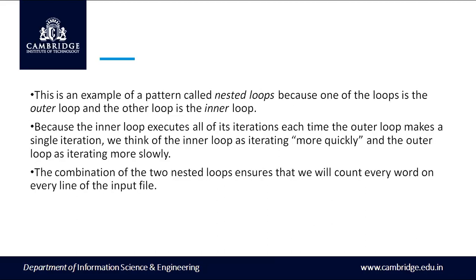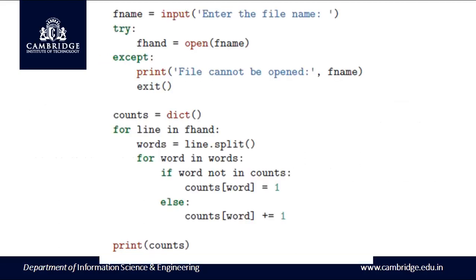This is an example of a pattern called nested loops, because one of the loops is the outer loop and the other is the inner loop. The inner loop executes all of its iterations each time the outer loop makes a single iteration. Once iterating through the line is over, only then is the outer loop iterated. So we think of the inner loop as iterating more quickly and the outer loop as iterating more slowly. The combination of these two nested loops ensures that we count every word on every line of the input file. So this is the program to count the words in the text file.